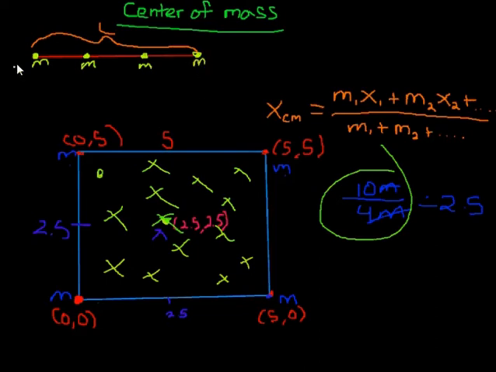Okay? And then this distance right here is L over 3. This distance over here is L over 3. This distance over here is L over 3. So they're all split into thirds, basically. Where is the center of mass?